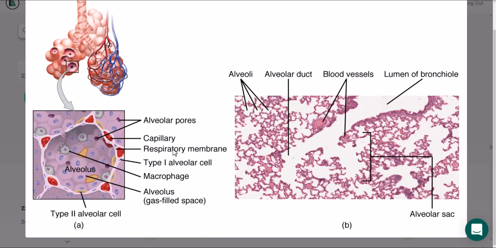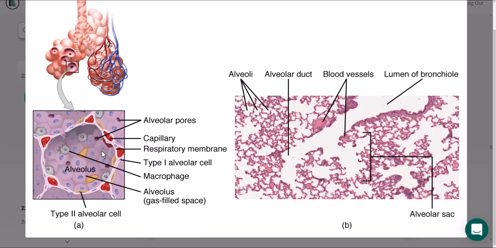Now, earlier, I referred to the pseudostratified columnar epithelium as the respiratory epithelium, not to be confused with the respiratory membrane. Down here in the alveoli, we refer to the respiratory membrane. What is that all about? Let's think about this for a second.